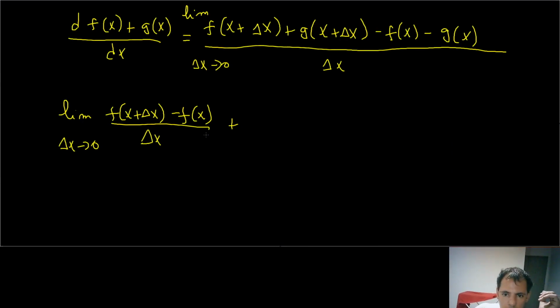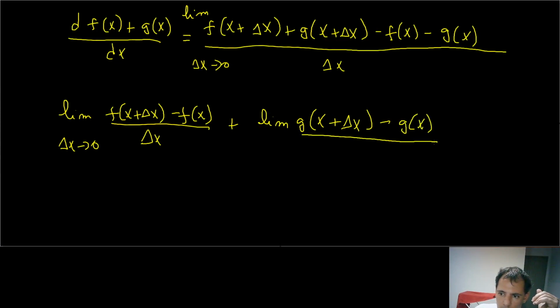You can just prove, right? So you can unite limits and you can separate limits as long as the variable is the same and it's approaching the same thing. So the limit of g of x plus delta x minus g of x, divided by delta x, as delta x goes to 0.